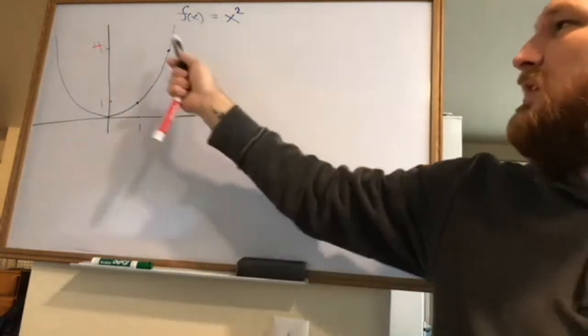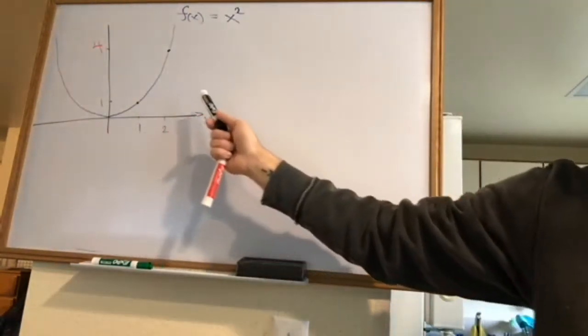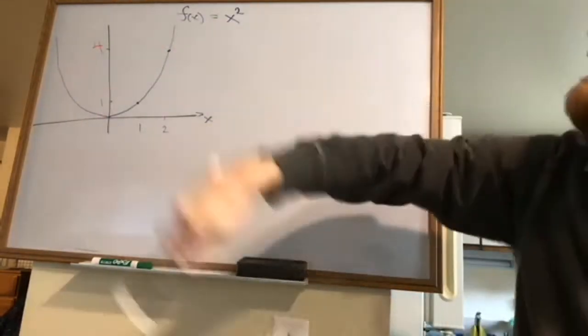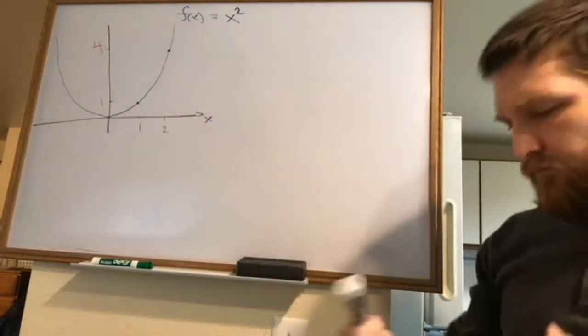Because when you plug in a 2, you get out a 4, which is big. You plug in a 3, you get out a 9, which is big. You plug in a 4, you get out a 16, right? It shoots up real fast.